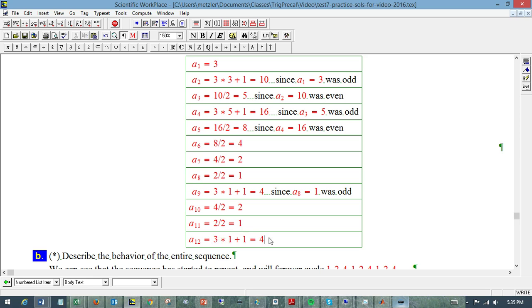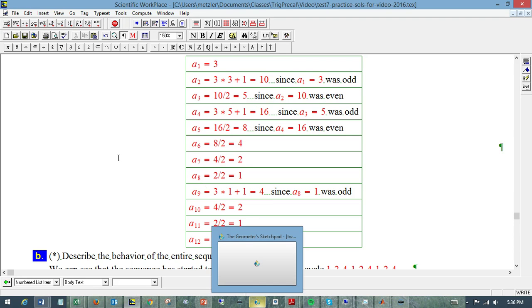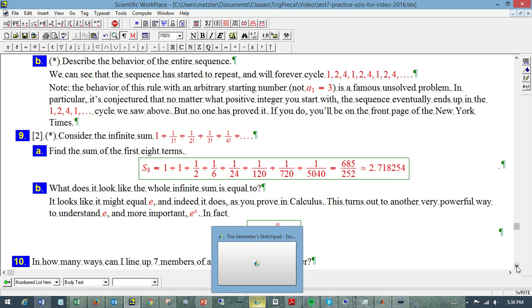So the cool thing about this is that even though it's a complicated rule, we can absolutely confidently predict what a of 750,000 is going to be, or any a, because we see this repetition. As soon as you get into a 4, 2, 1, 4, 2, 1, they're going to repeat. And that's what part B was, describe the behavior of the entire sequence.